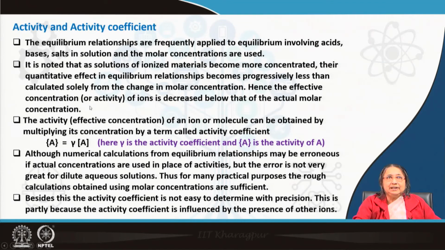Hence, the effective concentration we have to use is also called activity. The relationship between the activity and the concentration is like that. This is the activity coefficient. When we express the activity, we use the second bracket. When we use the concentration, in moles per liter, then it is the third bracket. And this is the activity coefficient.